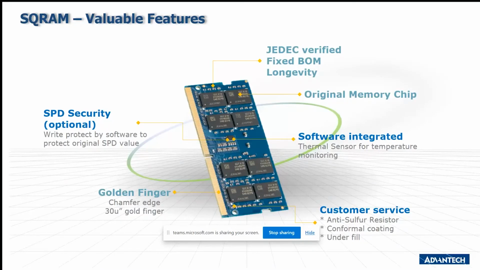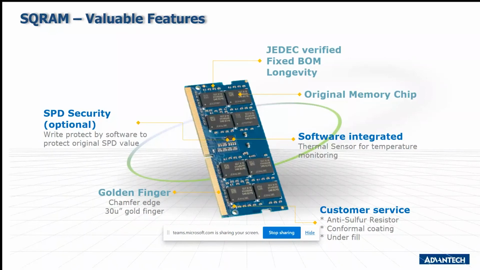Now, for the golden fingers, Advantech takes 30 micron thick as a guideline. As the golden finger is thicker, the contact with the slot will be tighter. This is also to prevent the loss of contact during vibration or shaking. We also have a thermal sensor, whereby this thermal sensor acts for the entire system. Besides that, we also have some advanced services such as SPD secure and conformal coating customization that we can support.